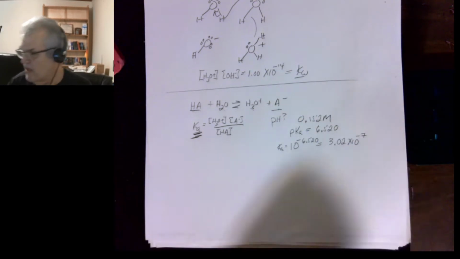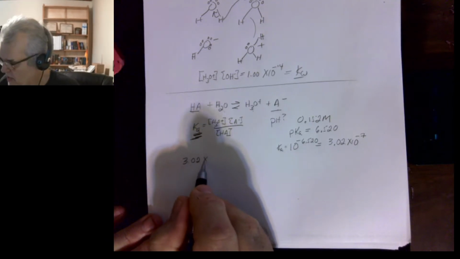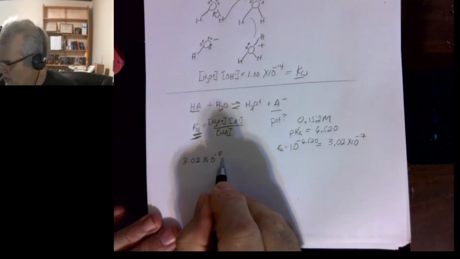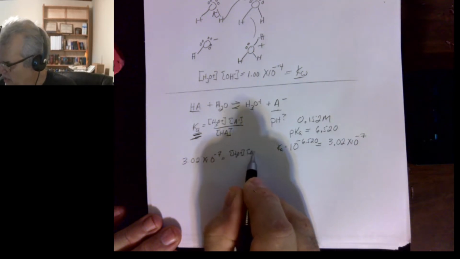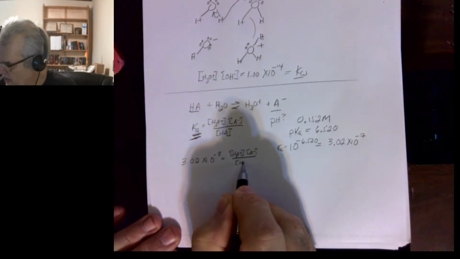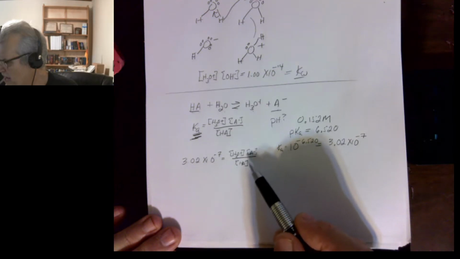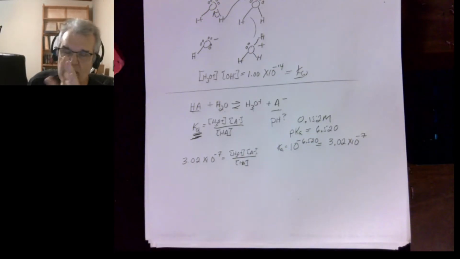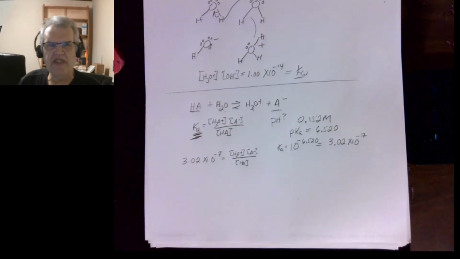So we have 3.02 times 10 to the negative 7 equal to our H3O plus times our A minus, the conjugate base, all over our HA. It's a complicated equation because we don't know what hydronium is, we don't know what A minus is, and we don't know what HA is. So this is where we have to make some assumptions. First, we don't even have to make an assumption. First, we can just use Lavoisier's conservation of matter. How can we use that? That seems like a strange thing to pull out.